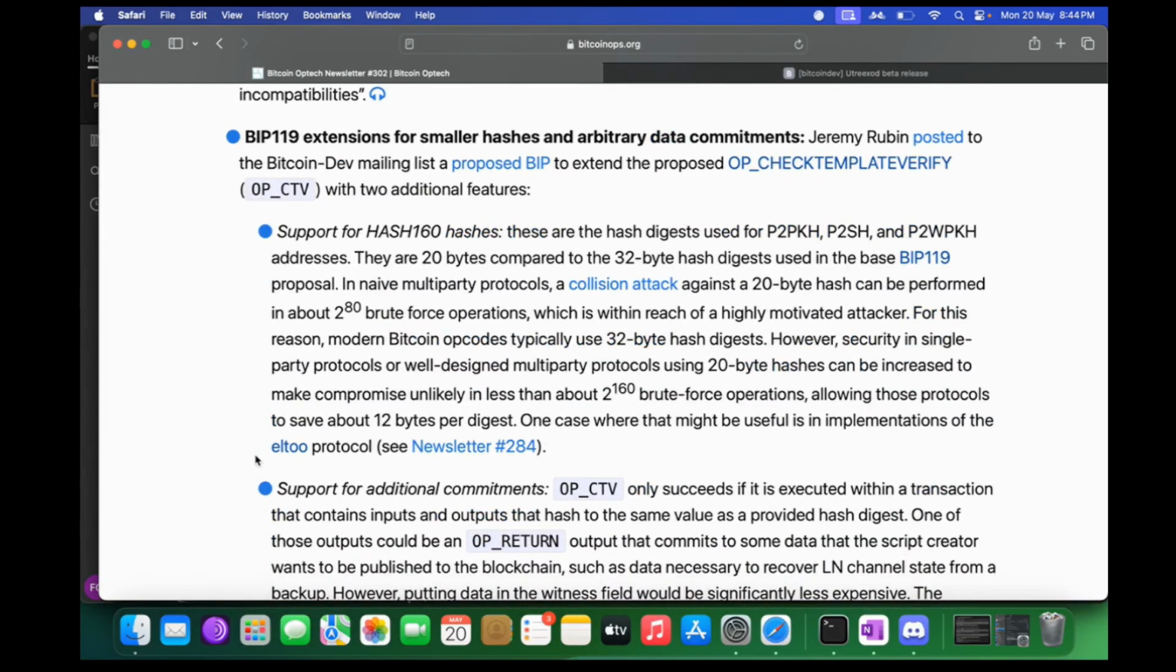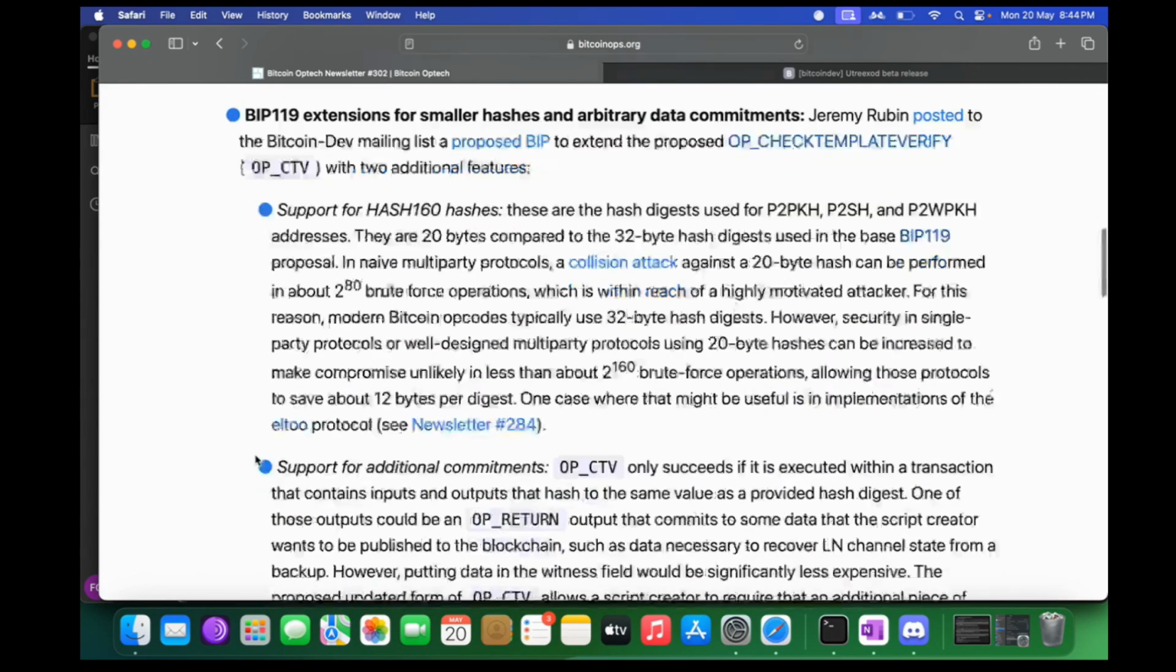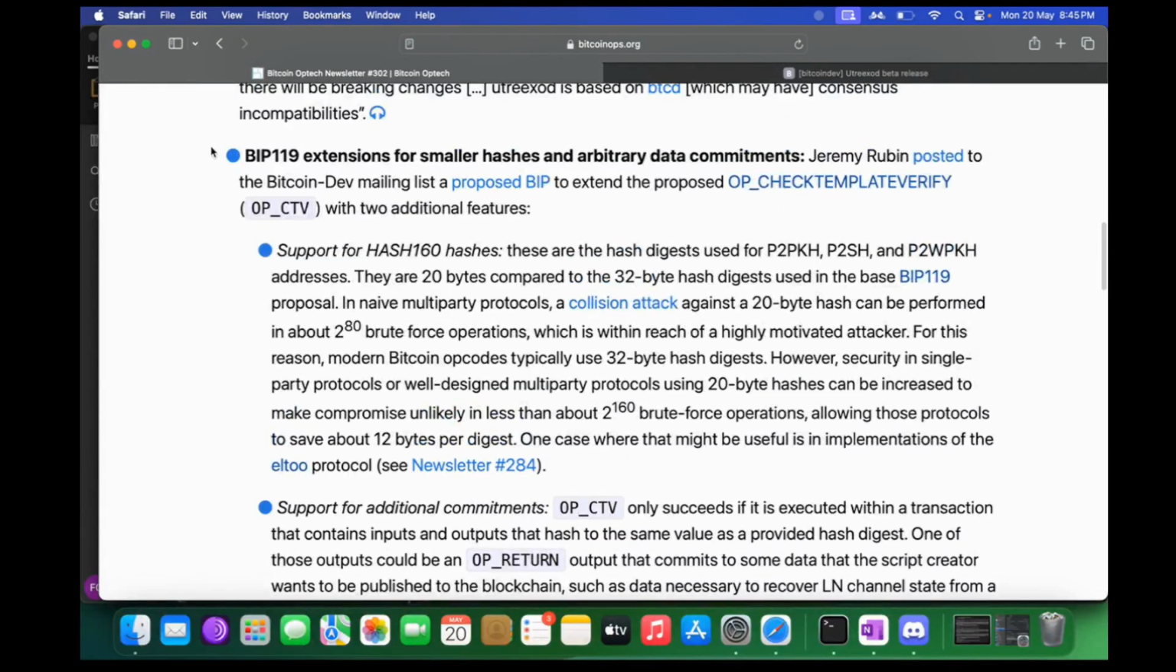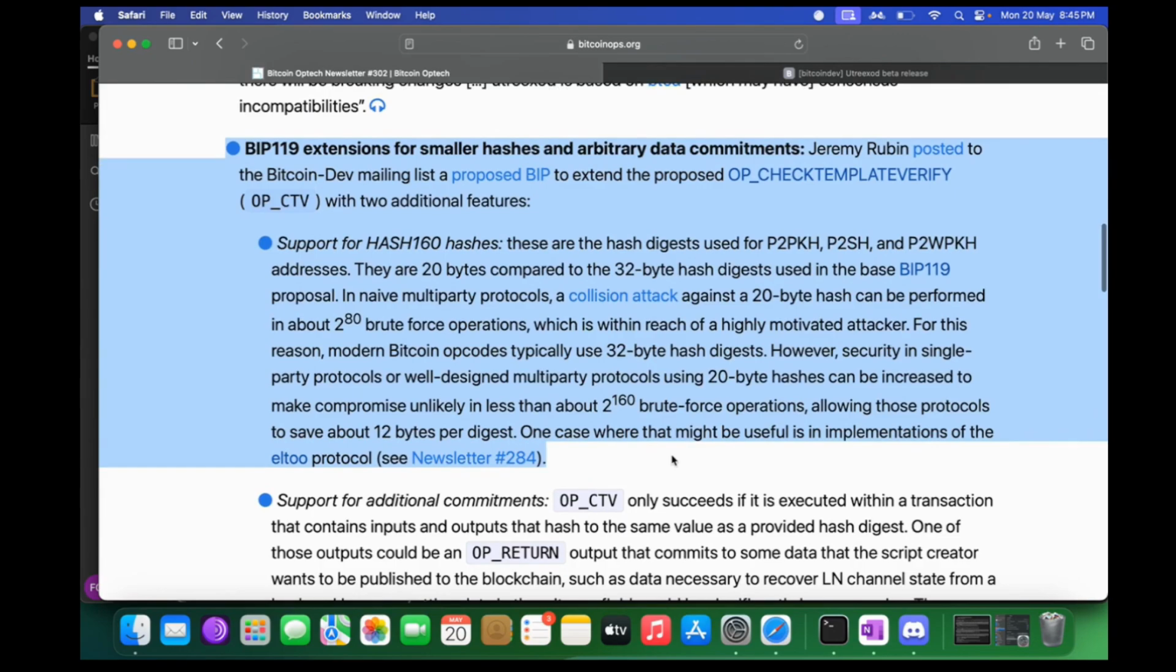BIP 119 extensions for smaller hashes and arbitrary data commitments. Jeremy Rubin posted to the Bitcoin Dev mailing list a proposed BIP to extend the proposed OP_CTV, CheckTemplateVerify, with two additional features. Support for hash160 hashes. These are the hash digests used for P2PKH, P2SH, and P2WPKH addresses. They are 20 bytes compared to the 32-byte hash digests used in the base BIP 119 proposal.